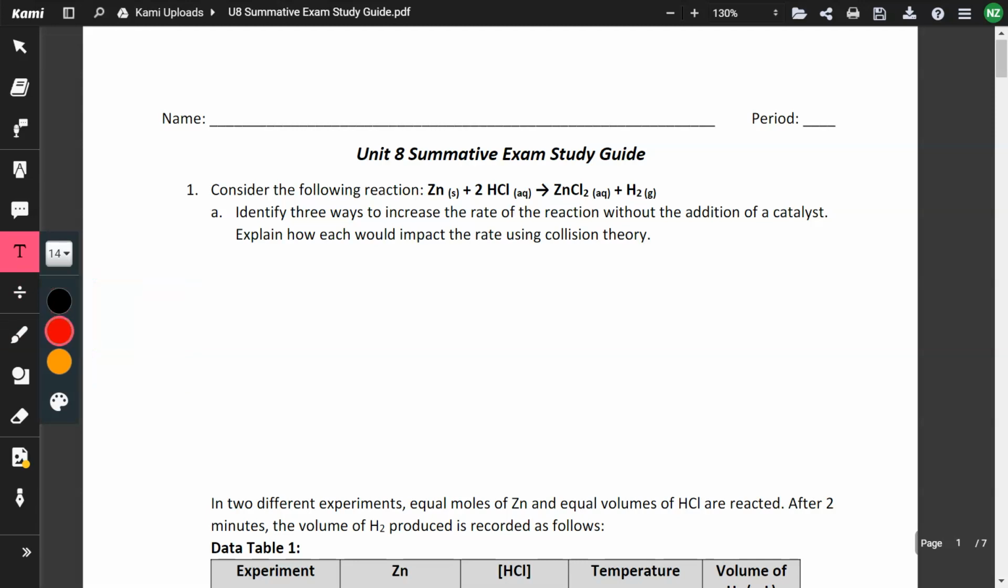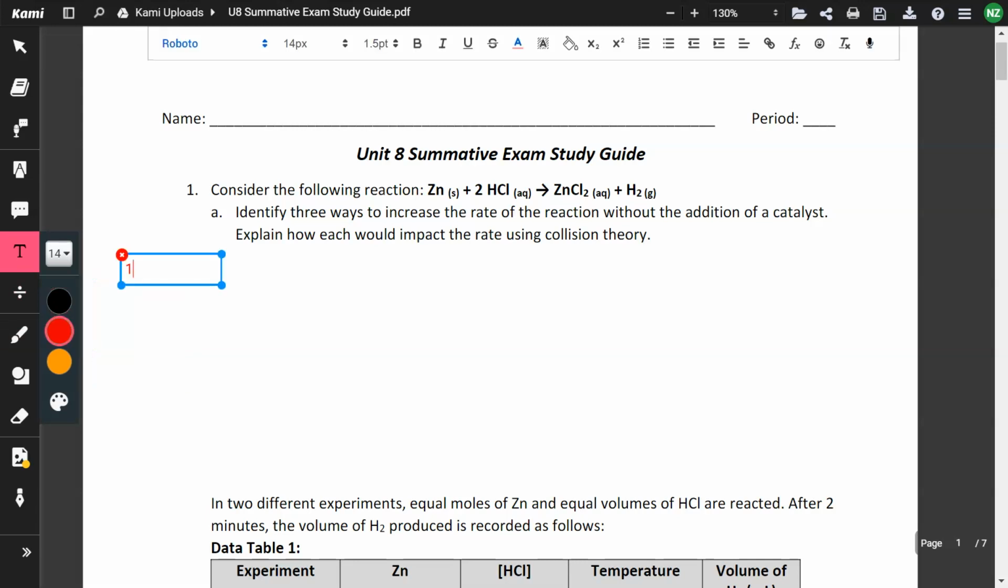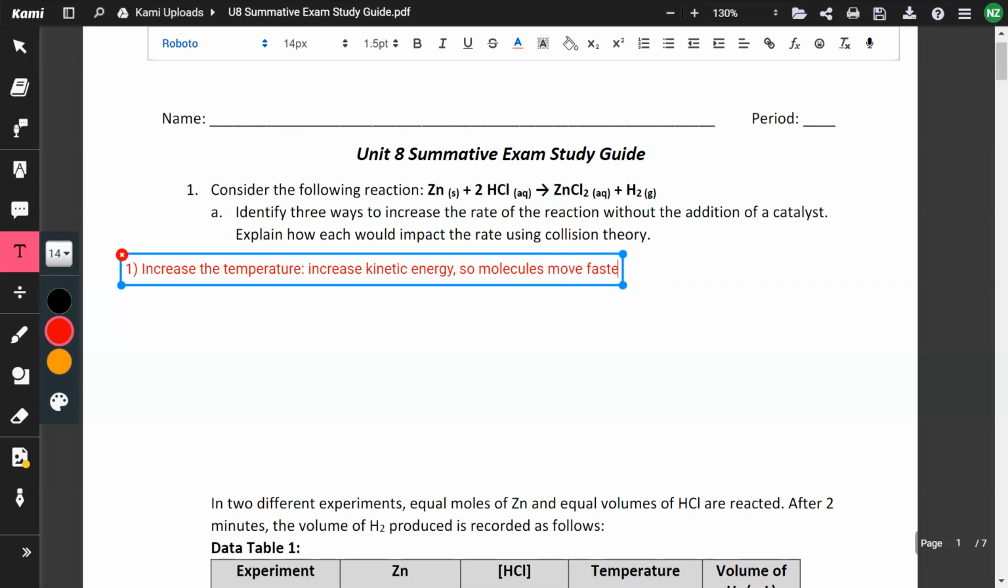All right, well, first way is we can increase the temperature. If we increase the temperature, this is going to increase kinetic energy. Remember, kinetic energy is energy of motion. So molecules, can't spell, move faster and are more likely to collide.